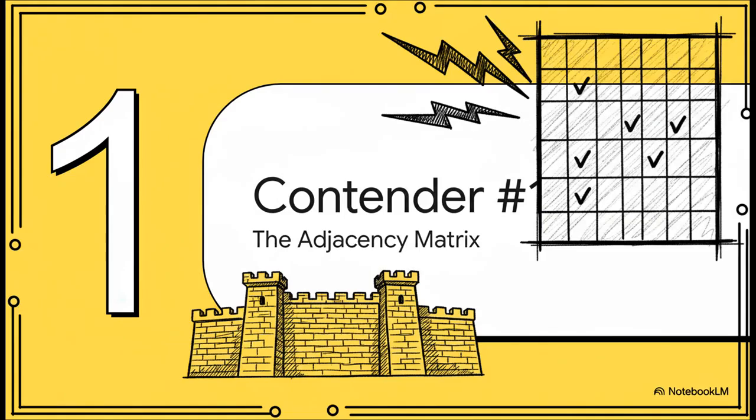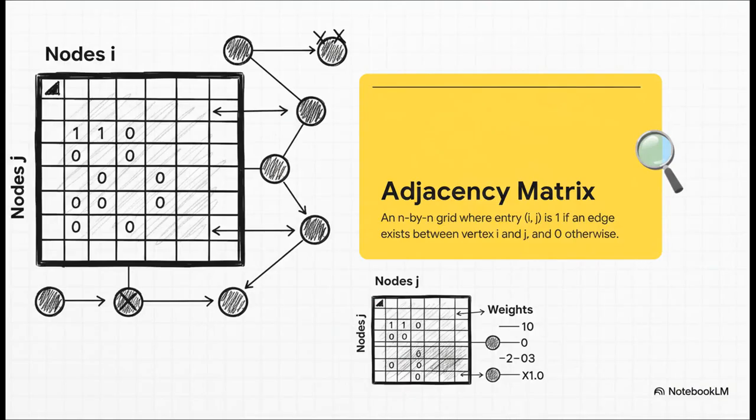Okay, let's meet our first contender. In this corner, we have the adjacency matrix. You can think of this one as the heavyweight champion of structure and predictability. It's powerful, it's kind of rigid, and it leaves absolutely no room for ambiguity. So, what is it exactly?